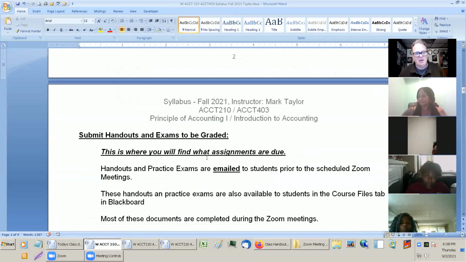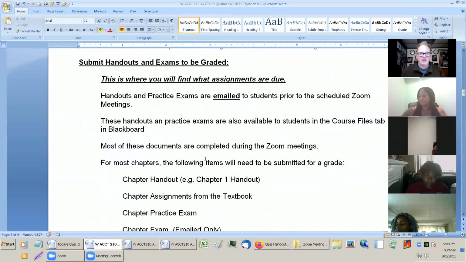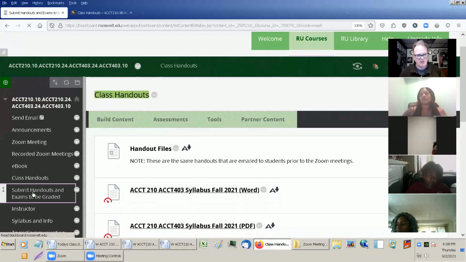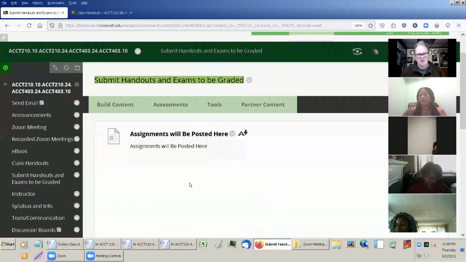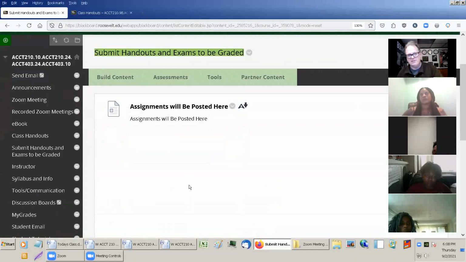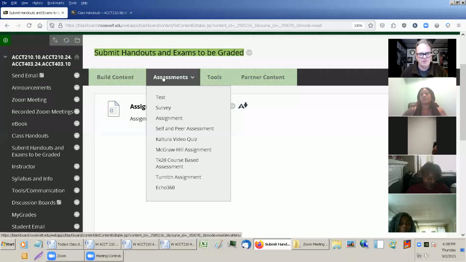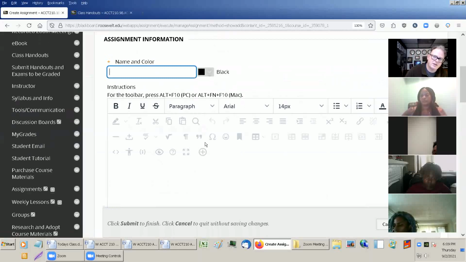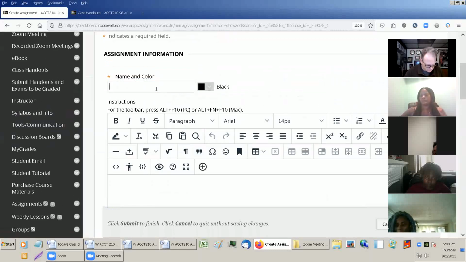Okay. Now, how you submit stuff to be graded. You submit stuff in the submit handouts and exams area to be graded here. I'll show you how this works. I'll put it in right now. So this is how you're going to submit assignments. I'm going to make the assignment for the chapter 1 handout. We'll do it right in front of you. You can see all the magic that happens.